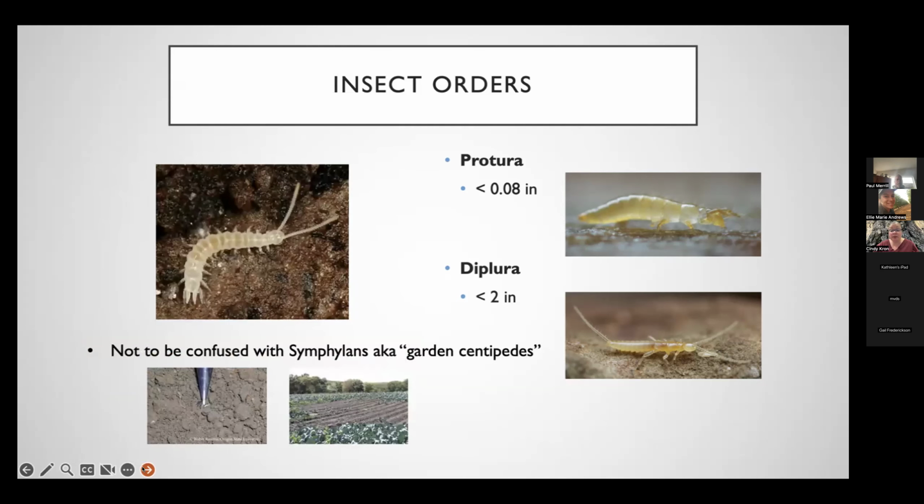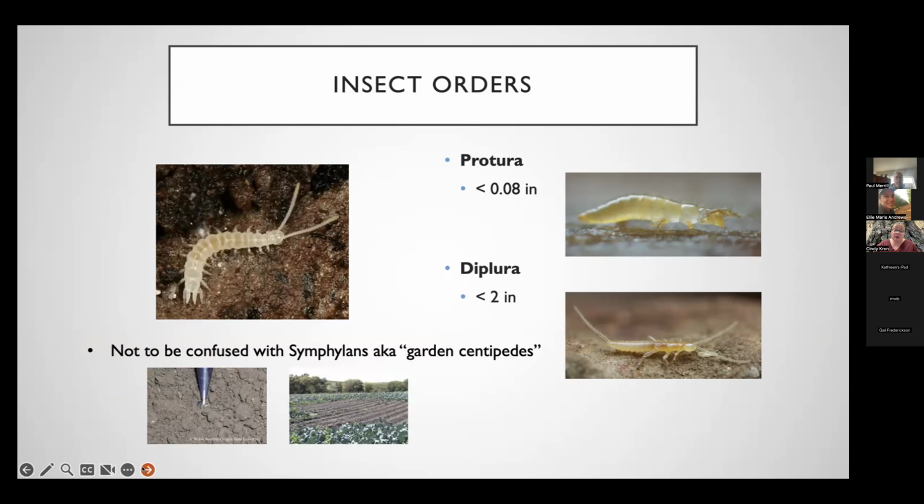Now, this diplura that you see on the right-hand side should not be confused with symphylans. Symphylans are on the left-hand side, and it looks very similar. But the difference is that symphylans can be detrimental to row crops. They can feed on the roots, and as you can see in the photo at the bottom, you'll have plants that just collapse and no longer exist in an area where there are symphylans.